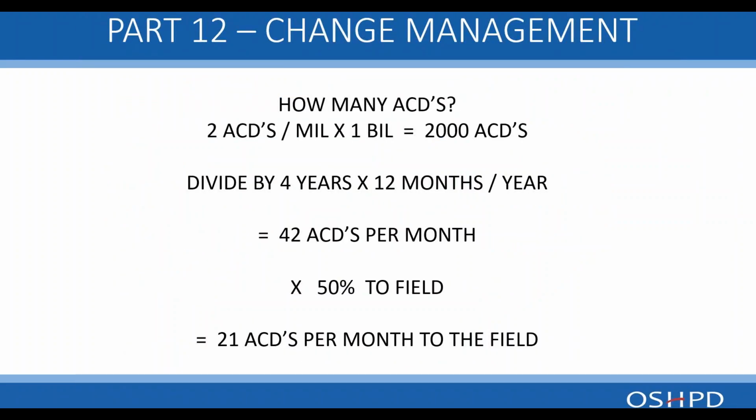This is just an example of some data: there are approximately 2 ACDs per million. If you take a $1 billion project, that's 2,000 ACDs. If it takes 4 years to do that project, that's 42 ACDs per month. If 50% of them go to the field, that's 21 ACDs per month to the field. The field sometimes can accommodate that, and sometimes they can't. So it's good for the change management team to send the ACDs to the appropriate venue.